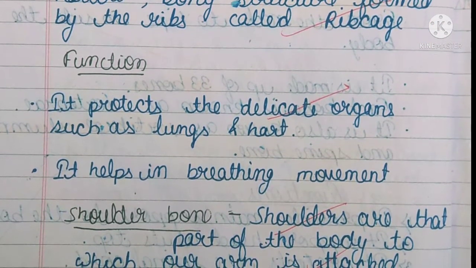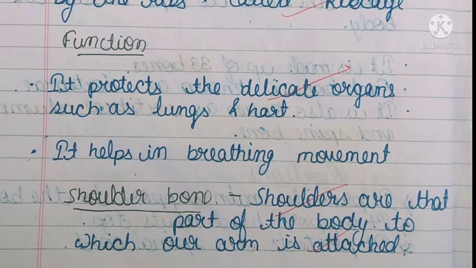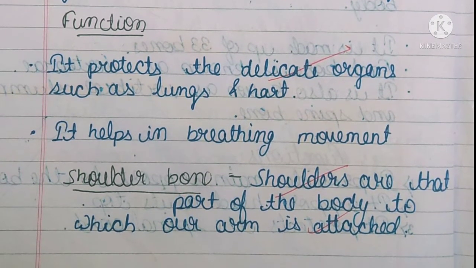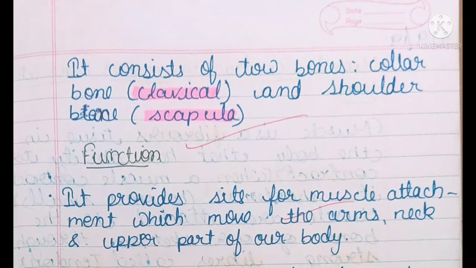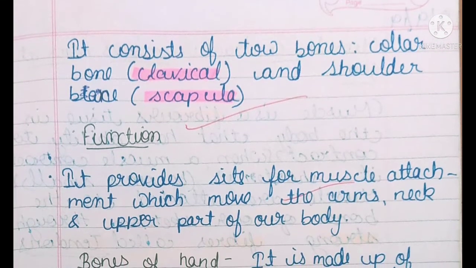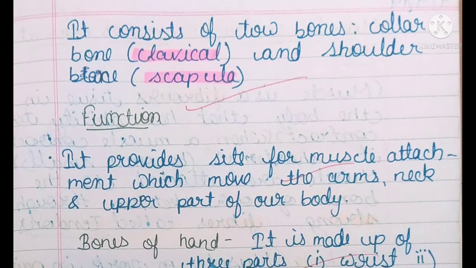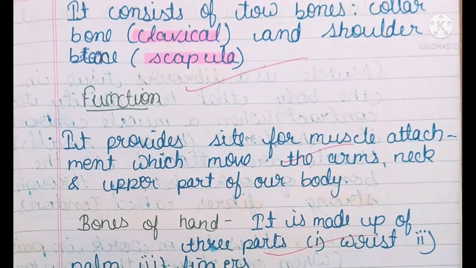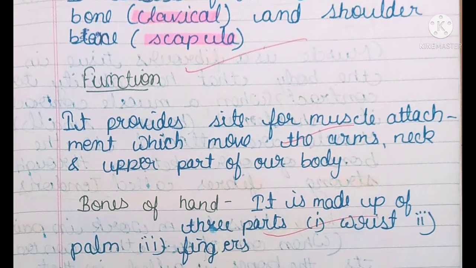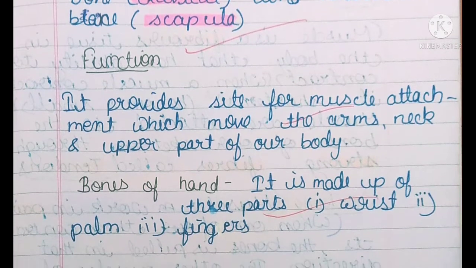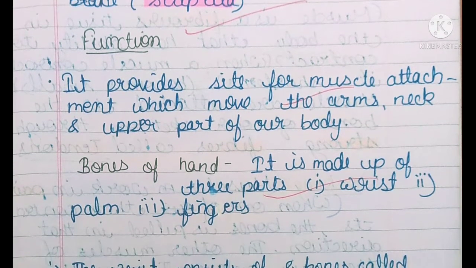Shoulder bone. Shoulders are that part of the body to which our arms are attached. It consists of two bones, collarbone (clavicle) and shoulder bone (scapula). Function. It provides sites for muscle attachment which move the arms, neck and upper part of our body.